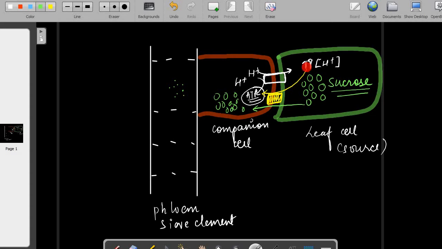Now, since the H plus concentration has increased, they will move down again to the companion cell by the co-transporter protein, which are carrier proteins. So along with the H plus, they will not come alone. They will also take the sucrose down to the companion cell. And our first step is done. Loading of sucrose has been successfully done into the companion cell. So here the ATP is required. That's why it's an active loading.